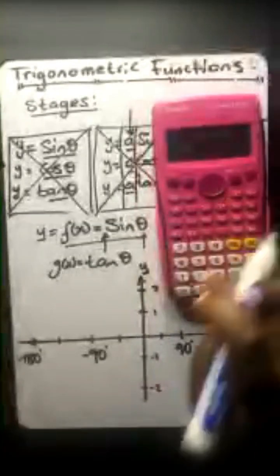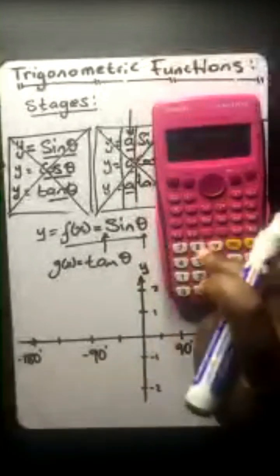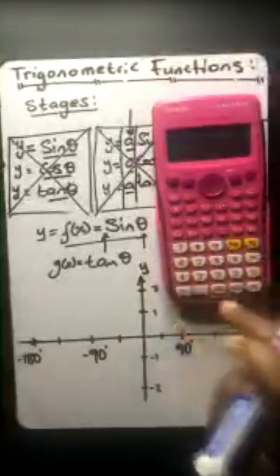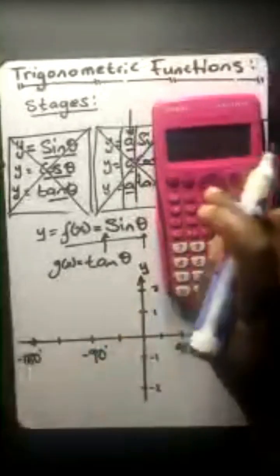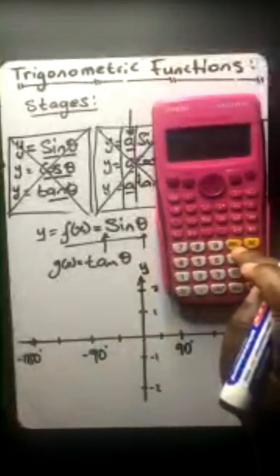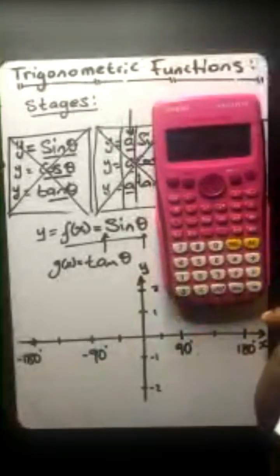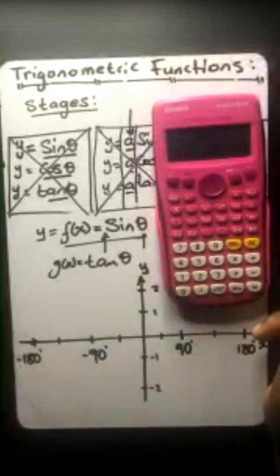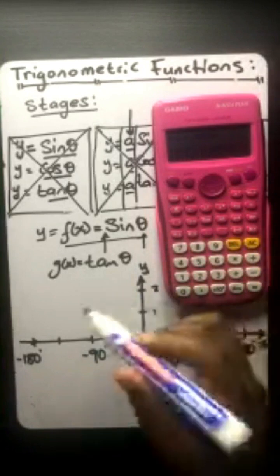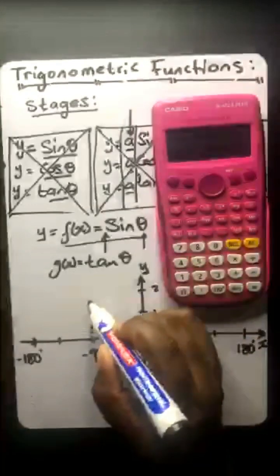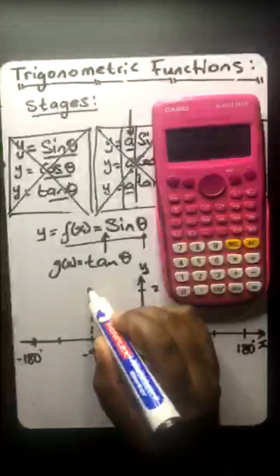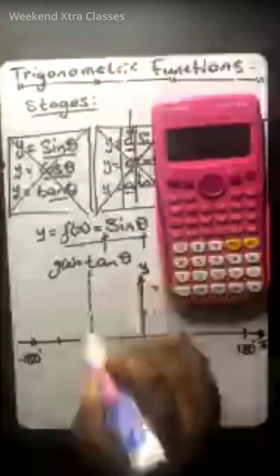Okay, Matapelo, I made a mistake. I had to say negative 180. What are you getting for negative 180? Let's see if it's 0. Yes, it's still 0. Okay, let's go to negative 90. What are you getting as negative 90? Oh, undefined. Okay, error. So that error means this is where you are having your asymptote, meaning your line won't cross or touch that.